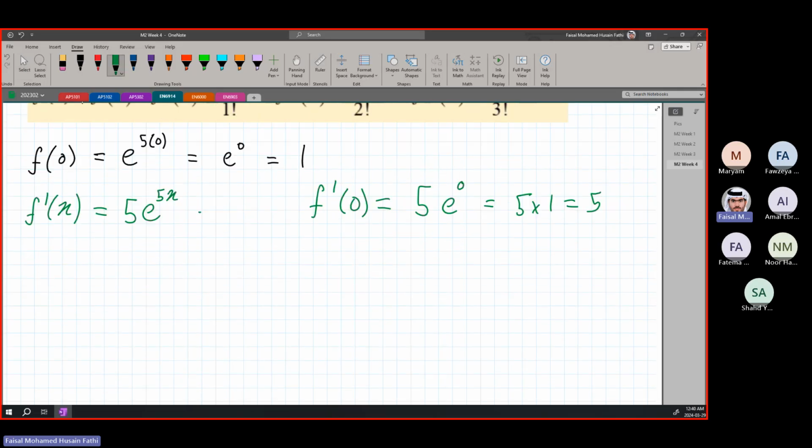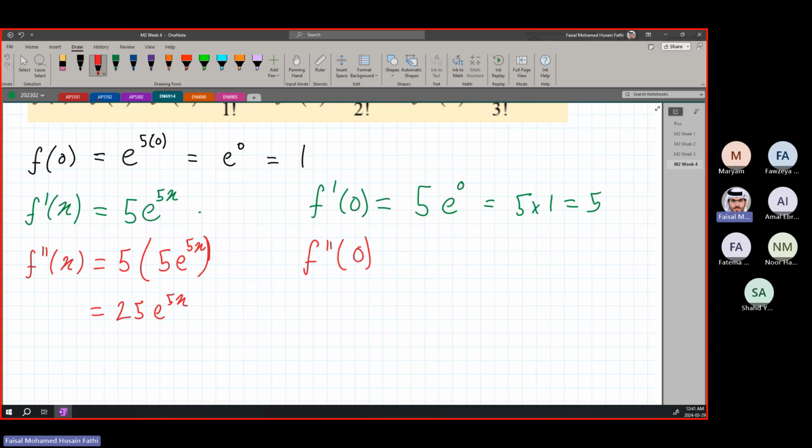Okay. Again, we'll do the same thing for the second derivative of x, which is equal to, again, this is going to be 5 times 5, so it's going to be 25. Or if you want to just be a bit more clear, it's going to be 5 times 5 e to the power of 5x. So it's equal to 25 e to the power of 5x. This is just differentiation. You guys should know this. So f double prime of 0 is going to be 25 e to the power of 0. So it's 25 times 1, which is 25. And you can keep going.